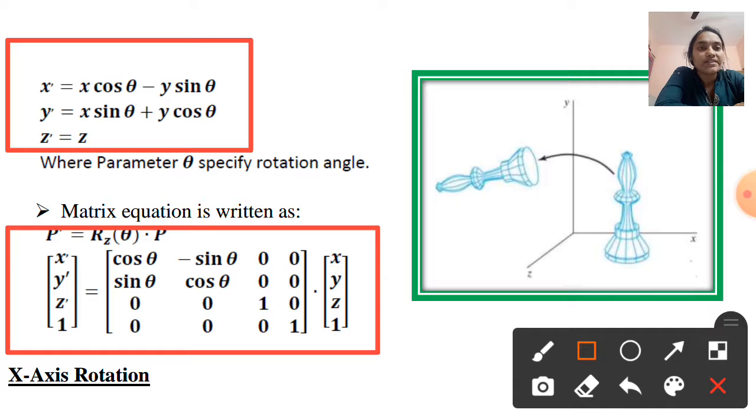So here in this figure, we can rotate the image or object about the z axis. This one is our original location, and the destination is here. So we can rotate this image or object from here to there.